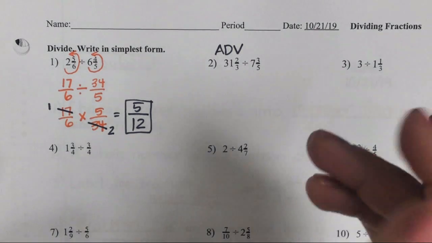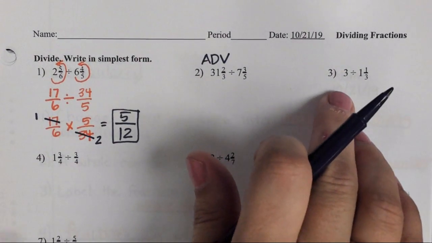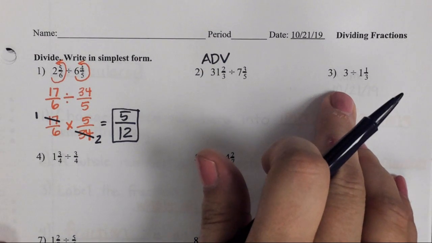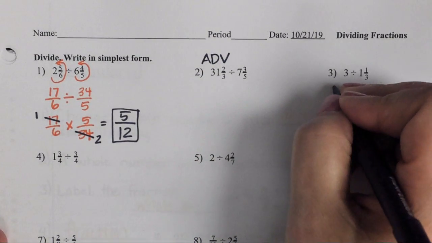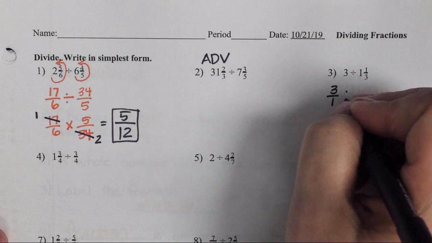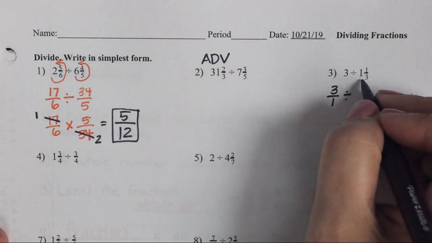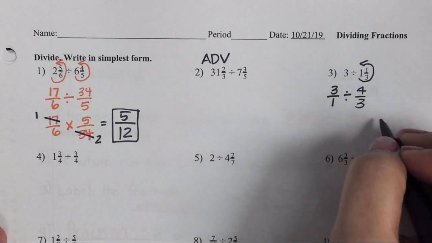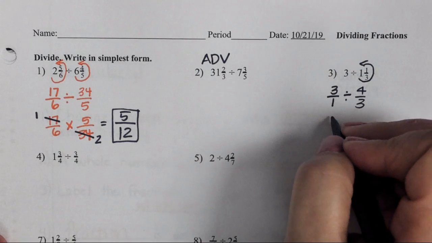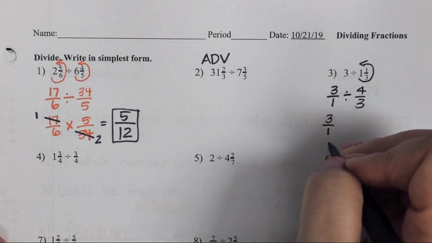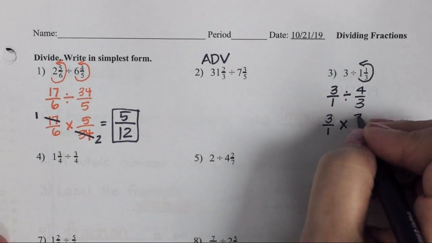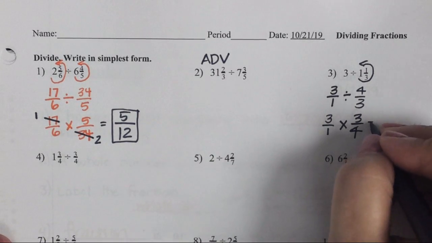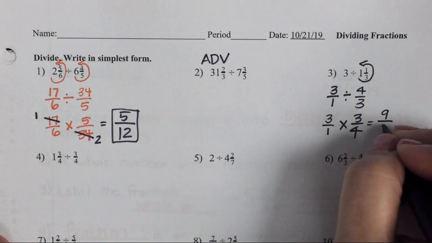All right, let's try number 3. What have we got to do with this whole number? Make it improper. So how do I do that? Put it over a 1. So that becomes 3 over 1. Still dividing. 1 times 3 plus 1, 4 over 3. Now, they're all improper. So now I'm going to do 3 over 1. I'm going to keep that one, change my sign, flip my second fraction. 3 times 3, 4 times 1.